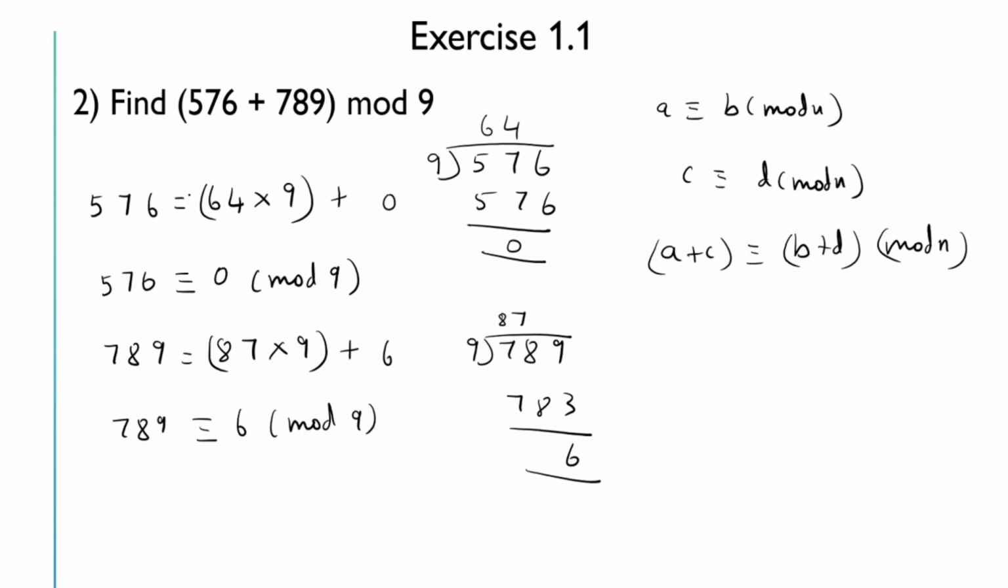So what is asked? We are asked to find 576 plus 789 mod 9. So here 576 plus 789 will be congruent to 6 plus 0 mod 9. So we have 576 plus 789 congruent to 6 plus 0 mod 9. So the answer is 6.